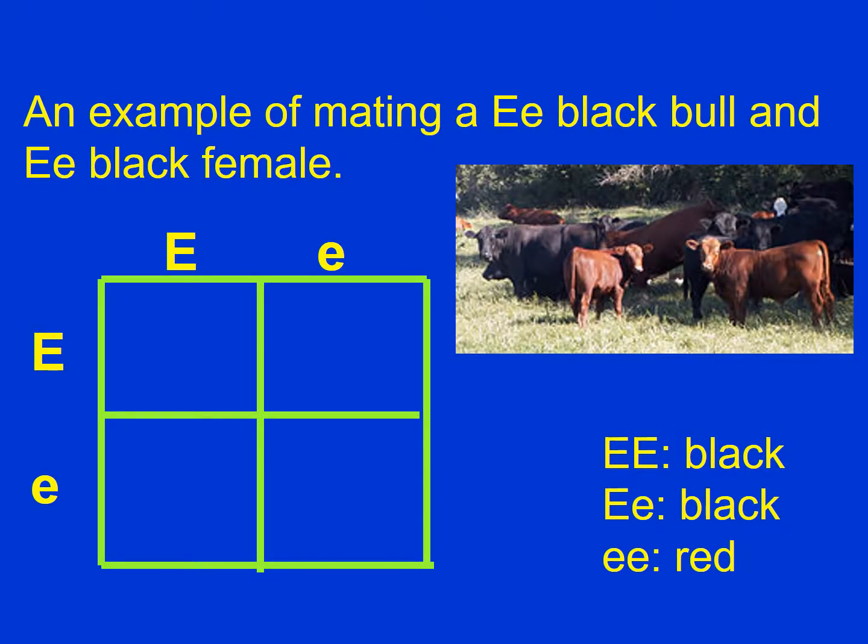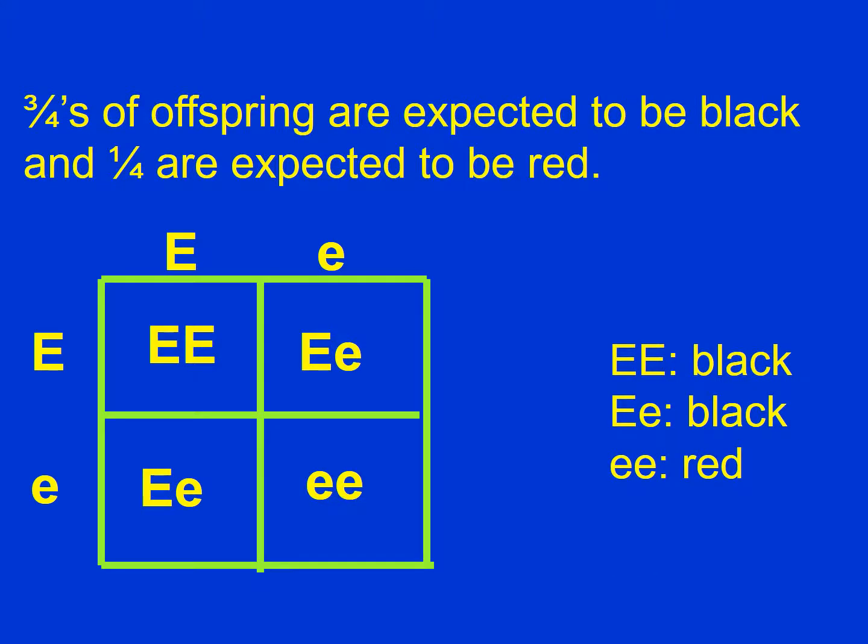We have a similar example here, but we're using the black hair color versus red hair color. The black allele is dominant over the red allele. So we just fill in our boxes again for the Punnett Square, and we find that we would expect 3/4 of the offspring to be black. Both parents were black, but carriers for the red gene, and you get a 1/4 chance of the offspring being red.